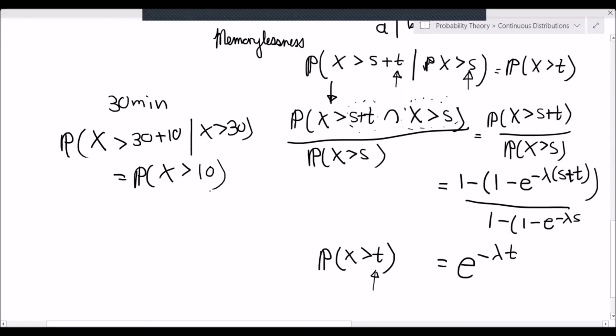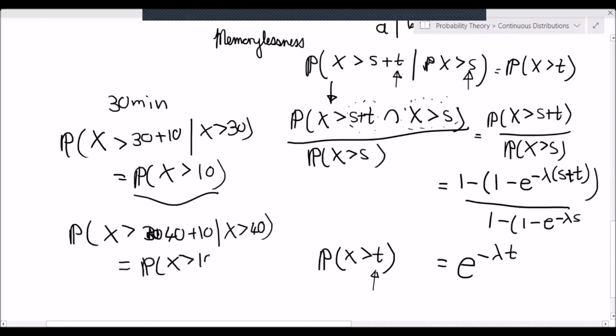The memorylessness means that the conditional distribution over any interval of time, the probability that you have to wait a certain amount of time over any particular interval, is the same. That conditional distribution is the same. So this is the probability that x is greater than 10. This is going to be the same as asking what's the probability that x will be greater than 40 minutes plus 10, given that x has already been greater than 40. This is still going to just result in the probability that x is greater than 10.